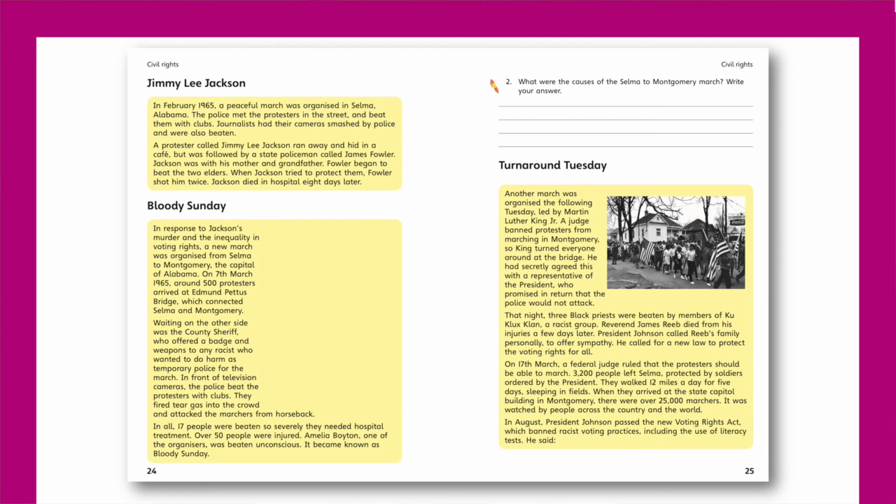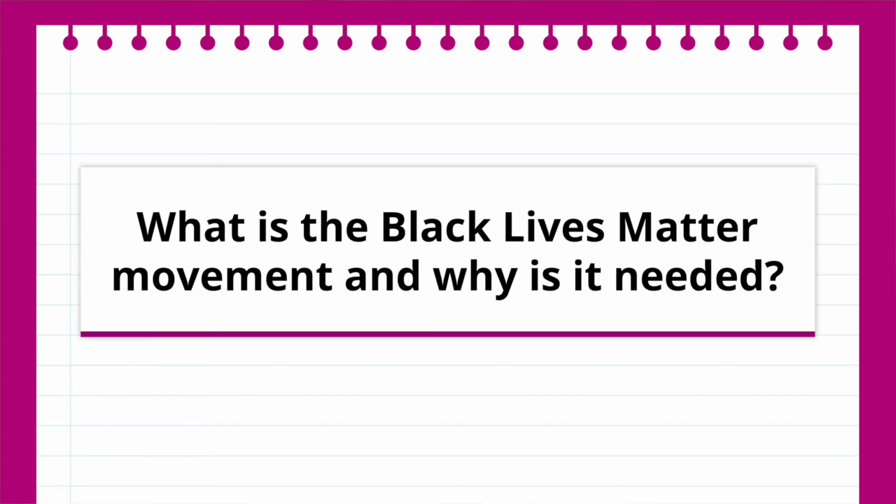A protest march organised by Dr. Martin Luther King Jr. was initially violently attacked by the police. However, after national media coverage, President Lyndon B. Johnson ordered soldiers to protect the protesters, and over 25,000 joined the 5-day march, resulting in the Voting Rights Act being passed in 1965. Lesson 5 asks, what is the Black Lives Matter movement and why is it needed?